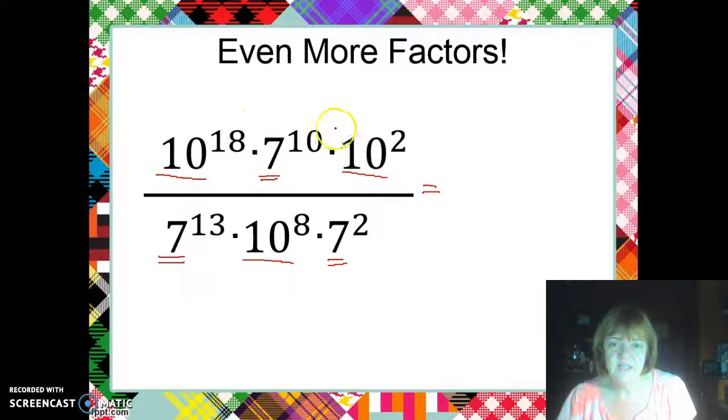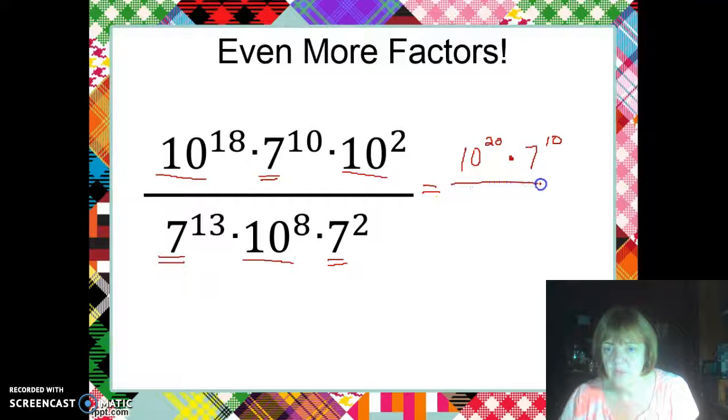So 10 to the 18 times 10 squared. Now remember, 18 and 2, in this case, get added. All right? So it becomes 10 to the 18 plus 2 is 20. And that is times 7 to the 10th. We're not doing anything with that one just yet.